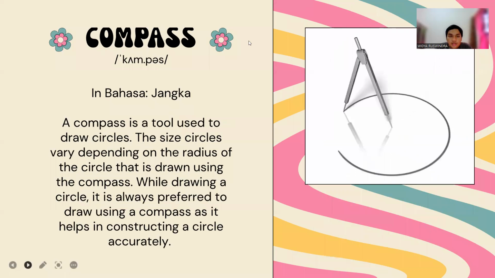Next we have compass. In Indonesian, we say jangka. Compass is a tool used to draw circles. The size of the circle varies depending on the radius set on the compass. While drawing a circle, it is always preferred to use a compass, as it helps in constructing a circle accurately. And this is an illustration of the compass. In Indonesian, we say jangka.